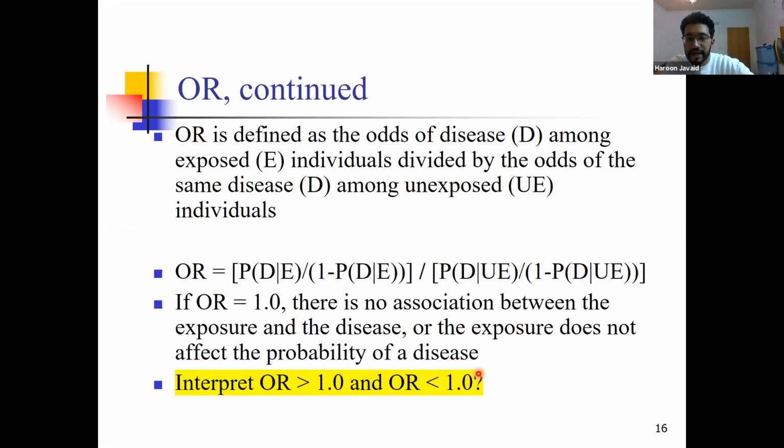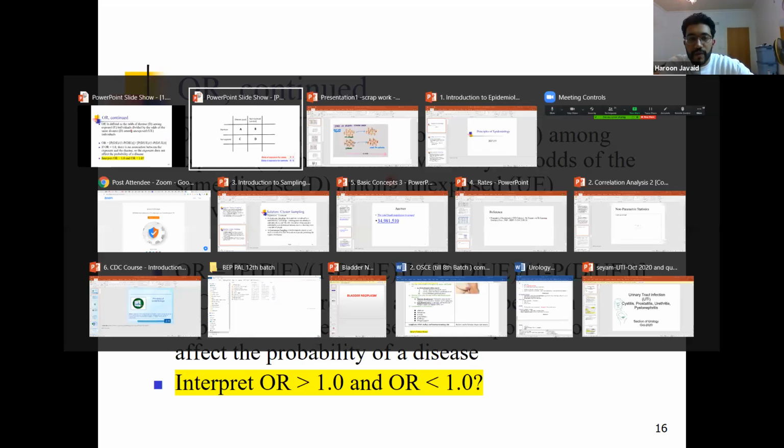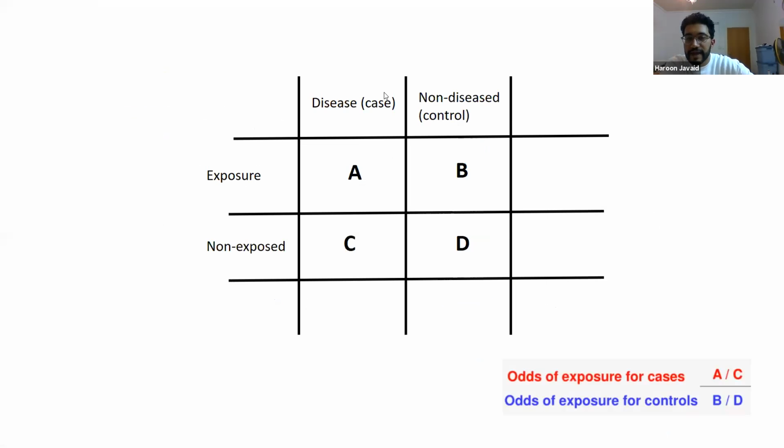Okay, so this line is kind of the key of all of this. Odds ratio is defined as the odds of disease among the exposed divided by the odds of the same disease among the unexposed. So we're looking at disease over here, okay? When we have this type of case control study, the disease groups are known as cases, and whoever is non-disease is known as the control, okay?